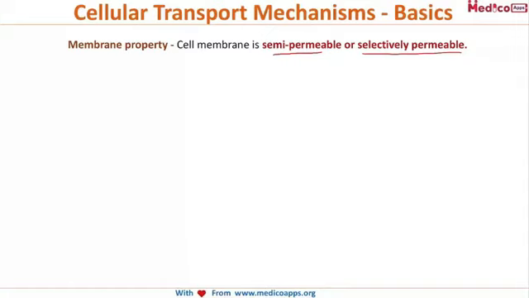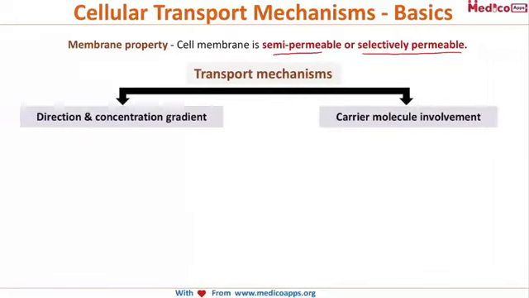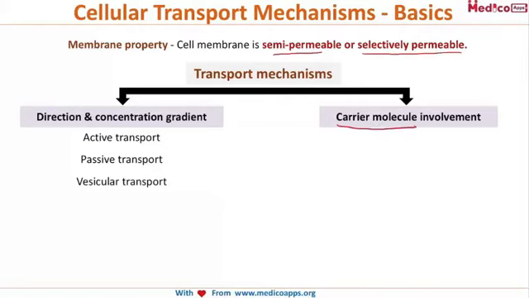Now, based on the mechanisms, the transport is broadly classified into two types. The first one is based on the direction and concentration gradient. These are active transport, passive transport, and a third type is the vesicular transport, right. These occur based on the concentration gradient of the ions and they occur in a specific direction. And whenever there is a carrier molecule involved in order to transport the ions, it can be either carrier mediated or non-carrier mediated, right. It is easy to understand, either the carrier molecule is present or absent.